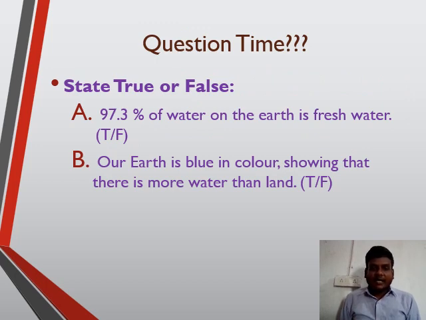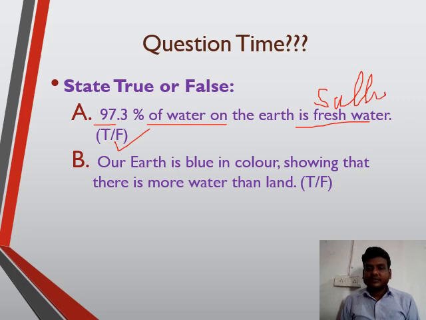Here, question time. 97.3% of water on our earth is fresh water. Write your answer in the comment box. Is it true or false? It is false. Why is it false? We cannot use the salty water. Here, it is not fresh water, and fresh water is only 2.7%. Okay, student.